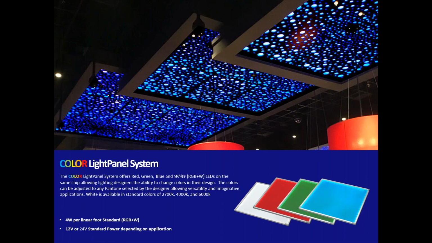Our next version is our color light panel system. This comes in RGB, red, green, blue, or RGBW. It has a dedicated white line, and you can specify what color white you would like as well. For most applications, we default to 6,000 Kelvin, just because it's a nice clean, crisp look. But if you're using this for hospitality or residential, a 2,700 or a 3,000 is more comfortable for us to live in. So we can do a red, green, blue with a 3,000 Kelvin white if you'd like as well.